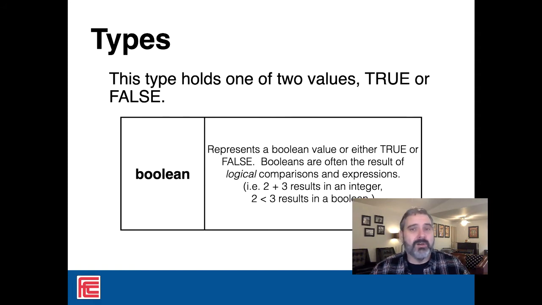We actually use them a lot when it comes to decision making, which is why we're going to talk about Booleans when we get to branches and the all-important if statement. But those are the basic types you're going to need for this class.